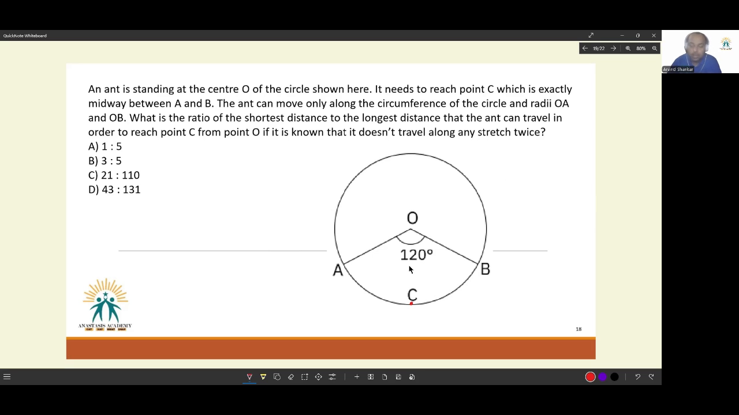Okay. Now, if the ant has to come to C, the shortest distance that it can travel is going to be along one of these radii and then this path. So, if this is precisely in between A and B, this angle here should be 60. So, this length here is 1/6 of the circumference plus radius. So, radius plus 1/6 of circumference, 1/6 times 2 pi r. This is the shortest distance.